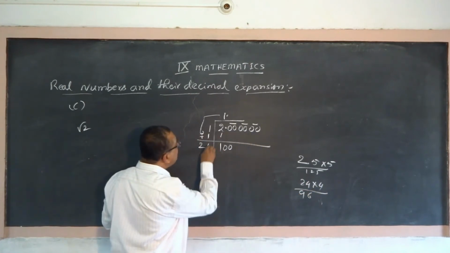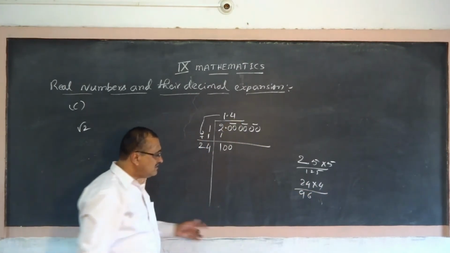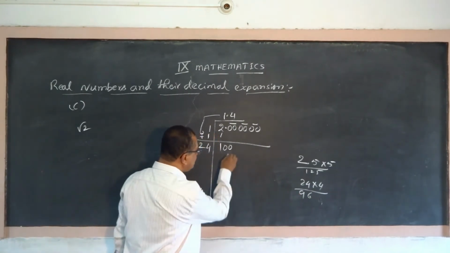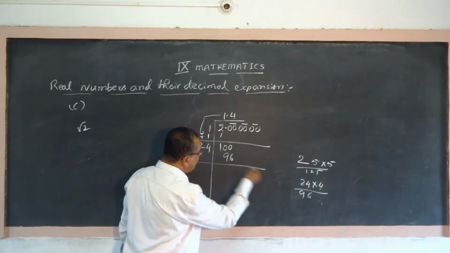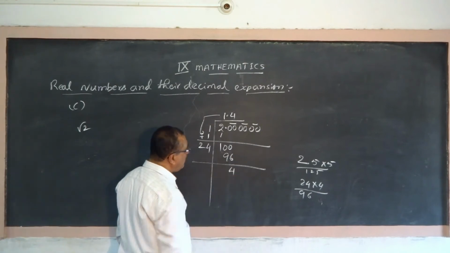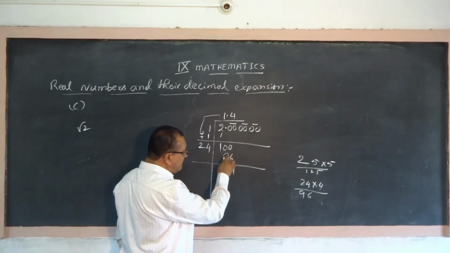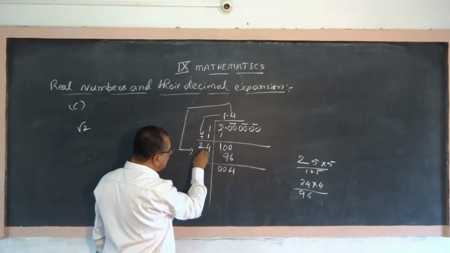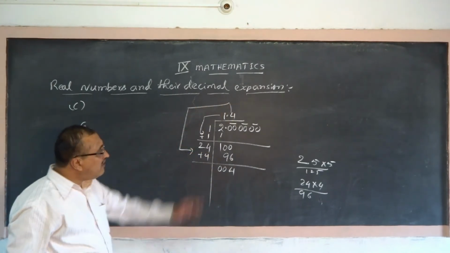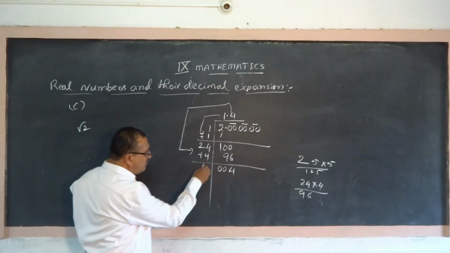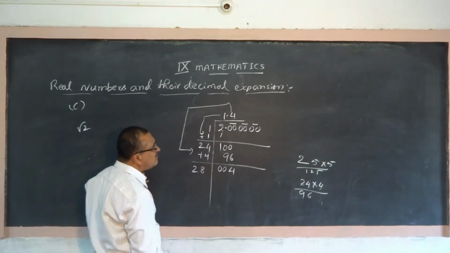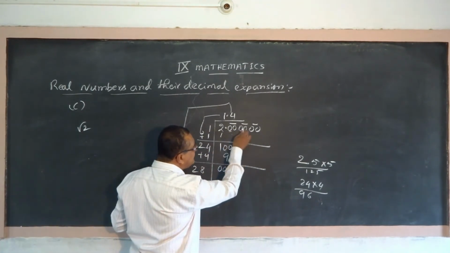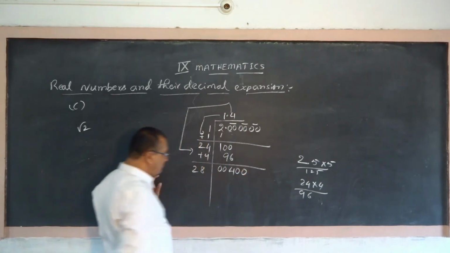Now take 4 here. The product is 96. Subtract 10 minus 6, 4. Here 9 minus 9, 0. Now take this one, add here plus 4. 4 plus 4 is 8, 2. Here take next 2 digits, 0 0, 400.